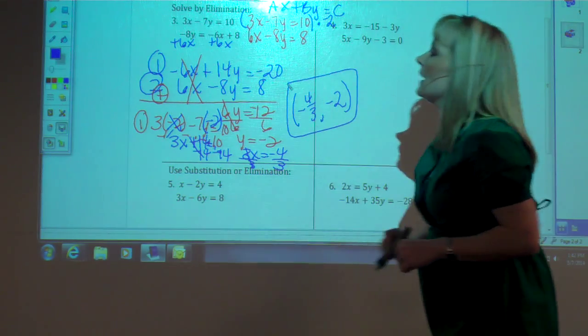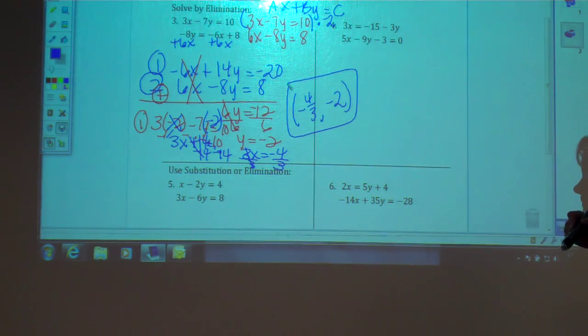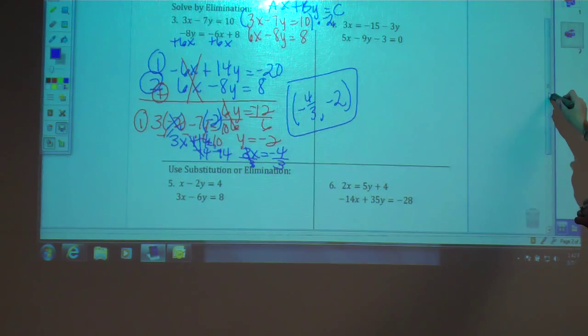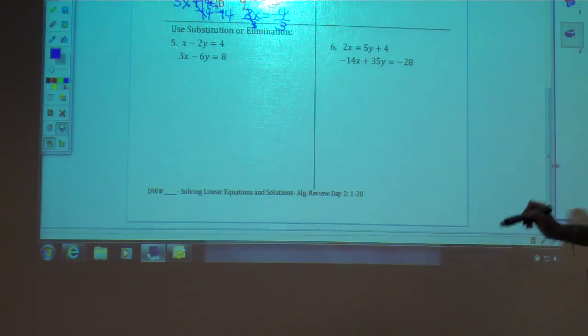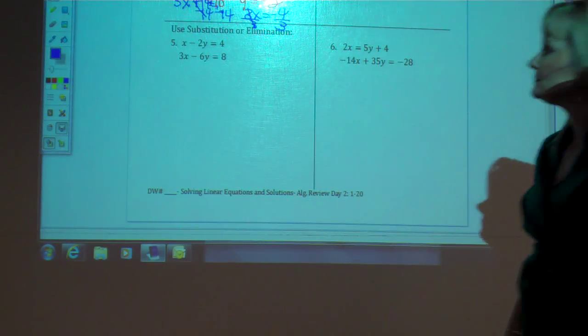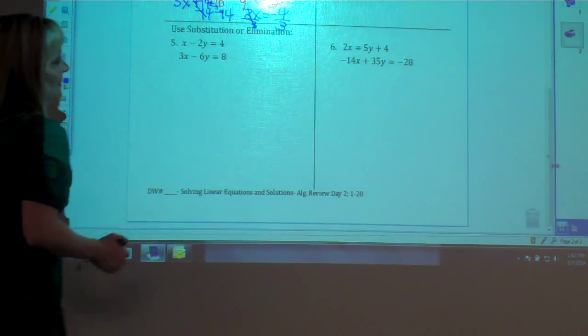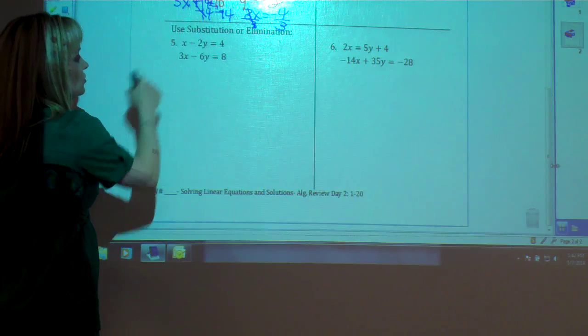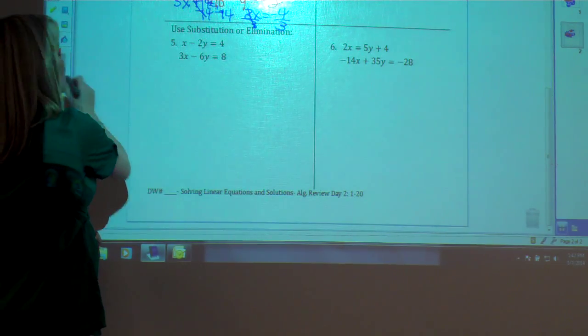Okay? Alright, so that is elimination method, which we've done a lot more of. I will tell you to do some of them with just substitution, some of them with just elimination, and then some I'll ask you to do either or. This example right here is probably easiest to do substitution method because it's already got a coefficient of 1.